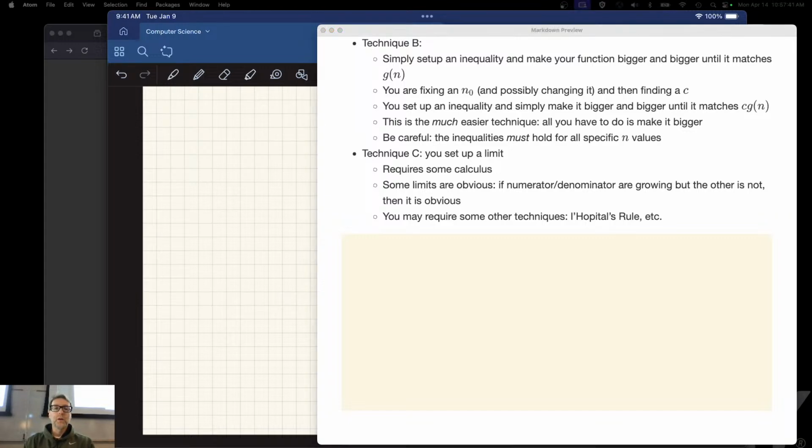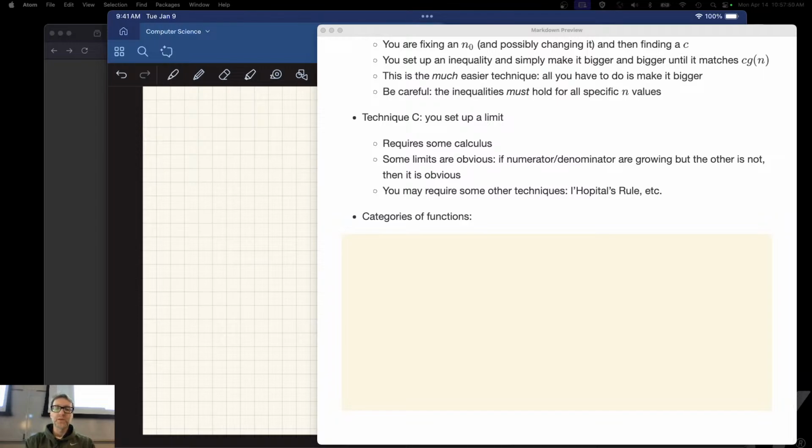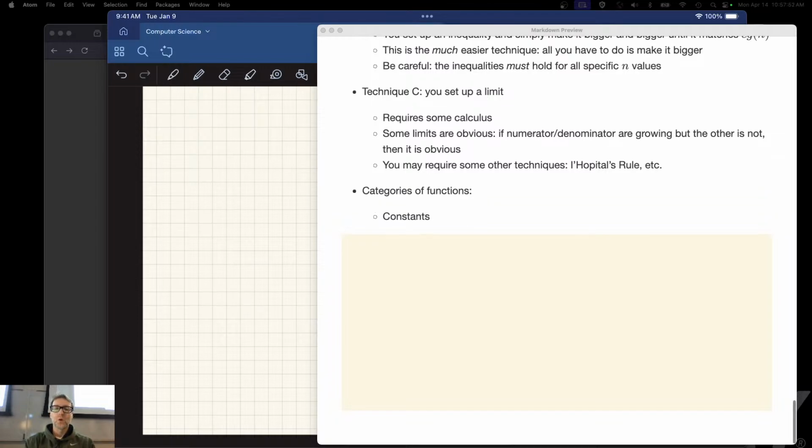We're going to get some more practice here, but before we do that, let's go ahead and consider categories of functions. One of them is going to be constants, order 1. If you're just writing a piece of code that is a formula expression, a plus b minus 3, that is going to take a constant number of operations, and therefore it's going to be order 1.